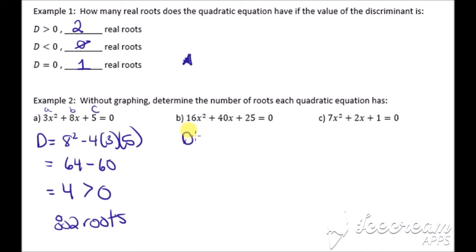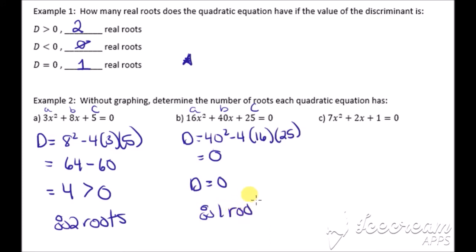Okay, the next one. We have a, b, and c. So b squared minus 4ac. Okay, I'm just going to go ahead and put this all into my calculator. B squared minus 4 times 16 times 25. I get 0. Okay, so we can root 0, so it definitely will have a root, but it's only going to have one root.